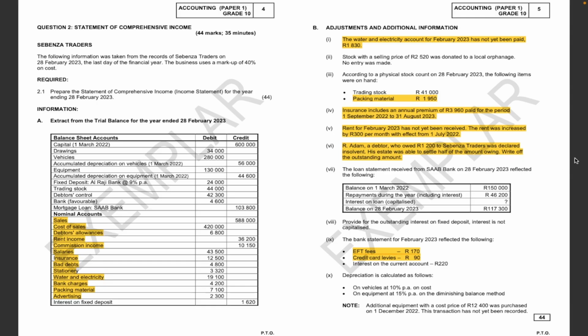Now we're told here that the stock has a selling price of 2,520. So they've given us the selling price. They have not given us the cost price. We want the cost price. How much did it cost us? Well, that's where this information comes in. In fact, that's the role it plays here.